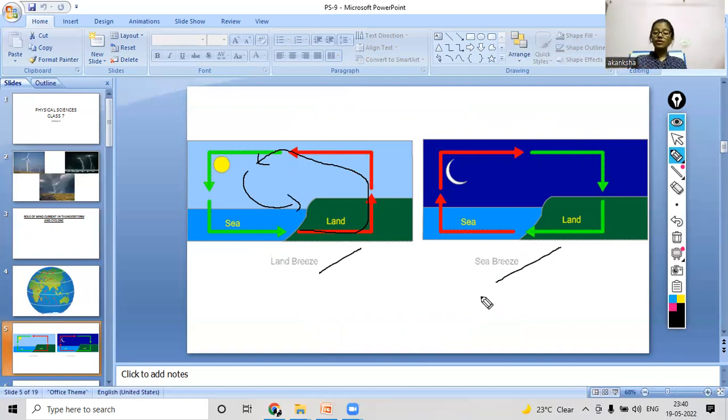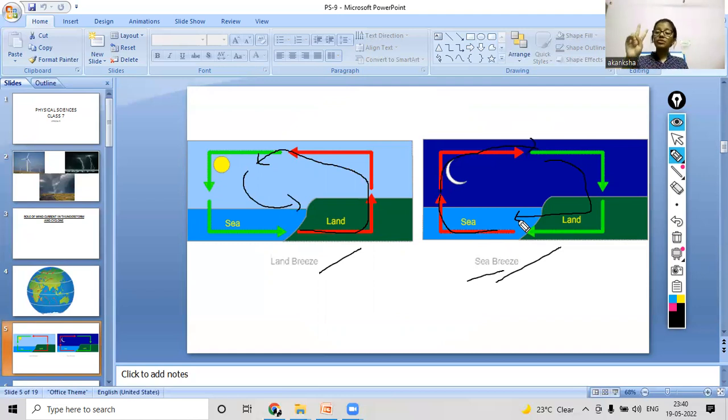Let's see what happens during the night time, which is the sea breeze. In the sea breeze, the sea gets hot as the day passes and the water becomes hot. So the hot air from the water or the ocean rises up and goes towards the land, and the cool air from the land goes towards the sea. So it's just the opposite of the land breeze. This is how the wind movement takes place in both of these phenomena.